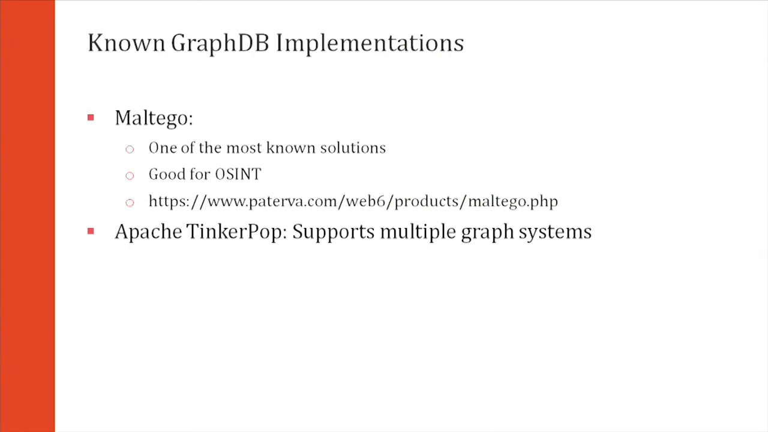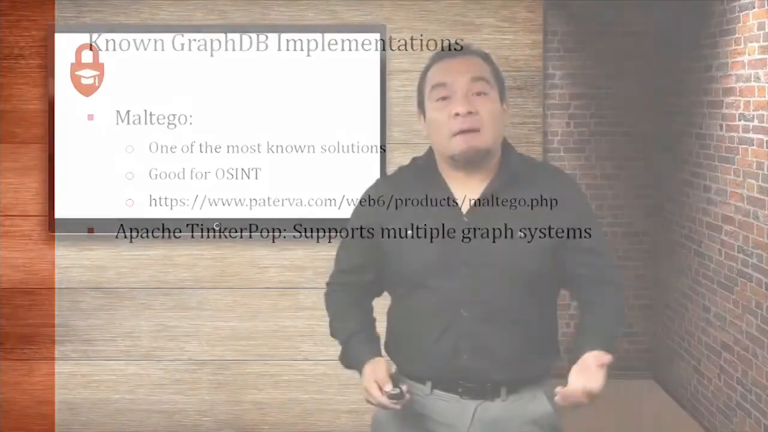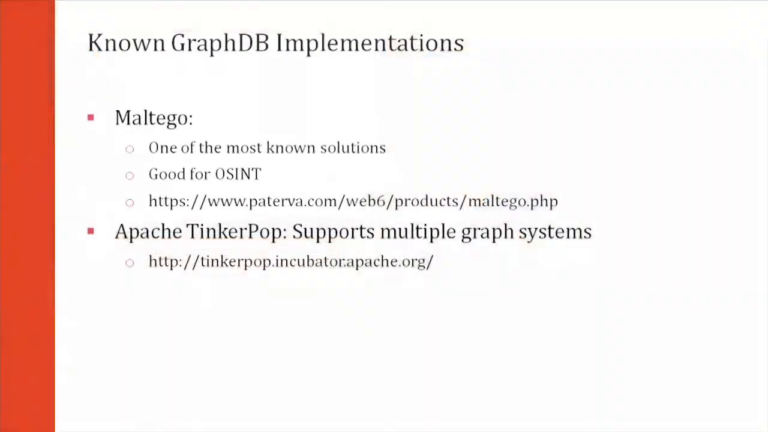And next, another one also well known is Apache TinkerPop. That supports multiple graph systems. So you have different solutions for different purposes. Like if you're going to have big data, probably Maltego is not the best option. You might consider TinkerPop. It is the website there. It is obviously available for trial.